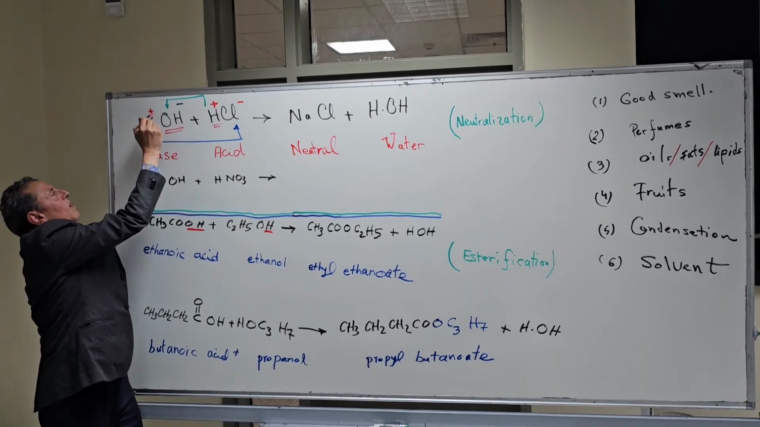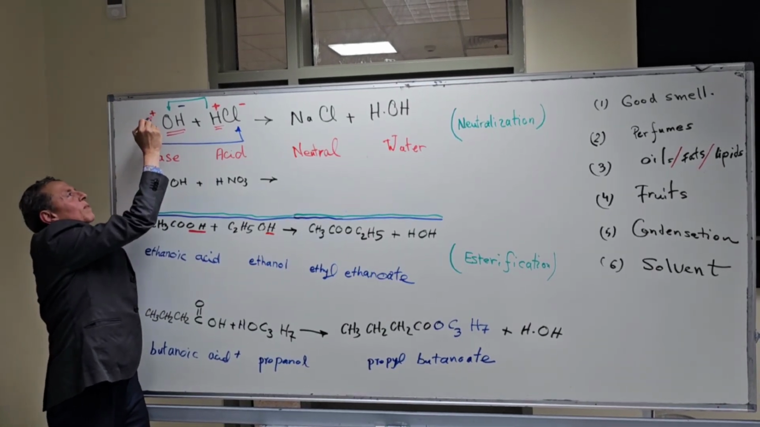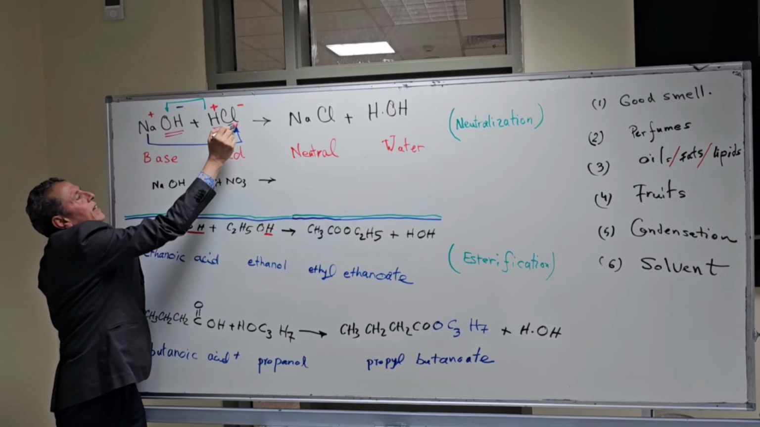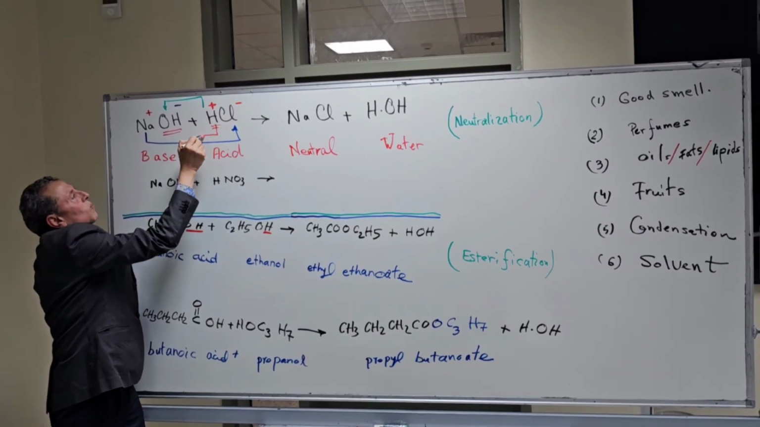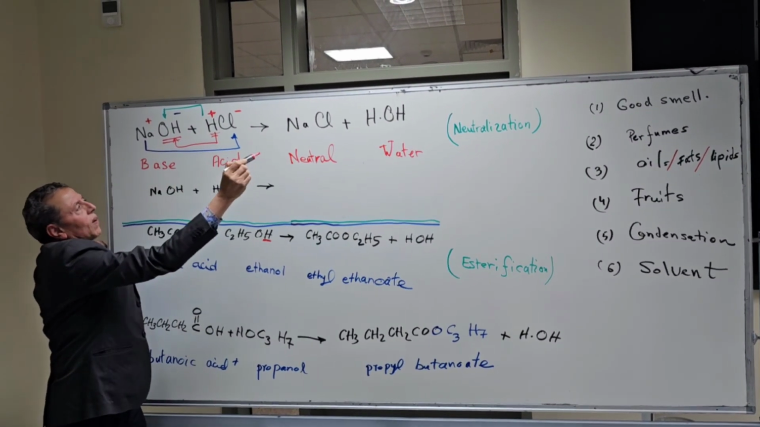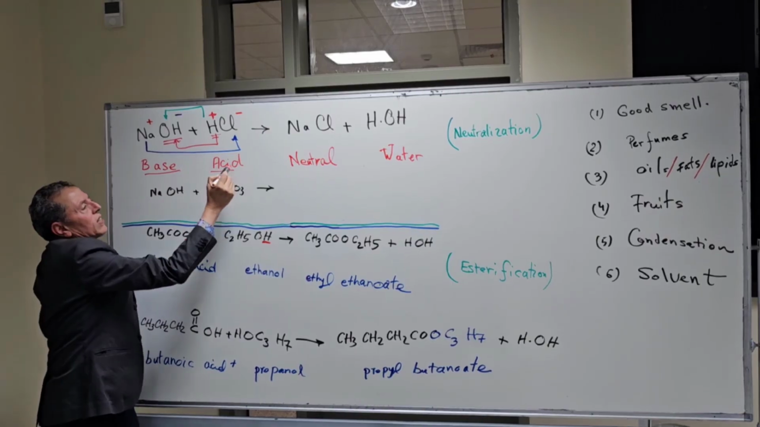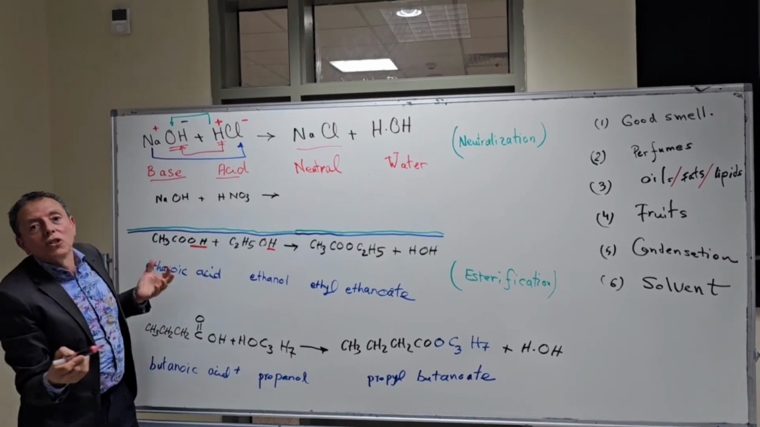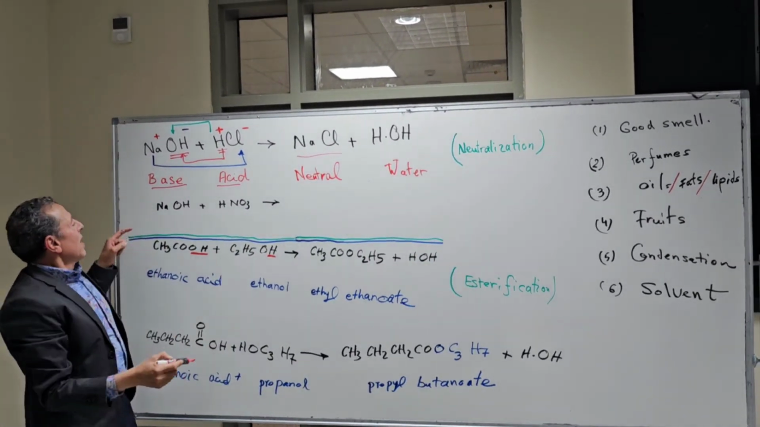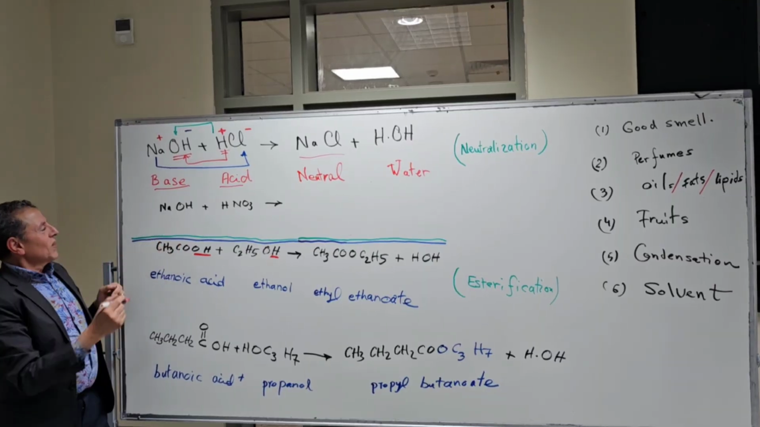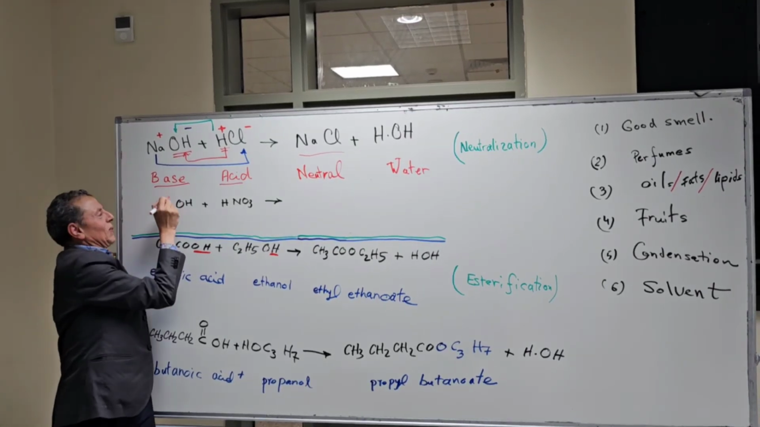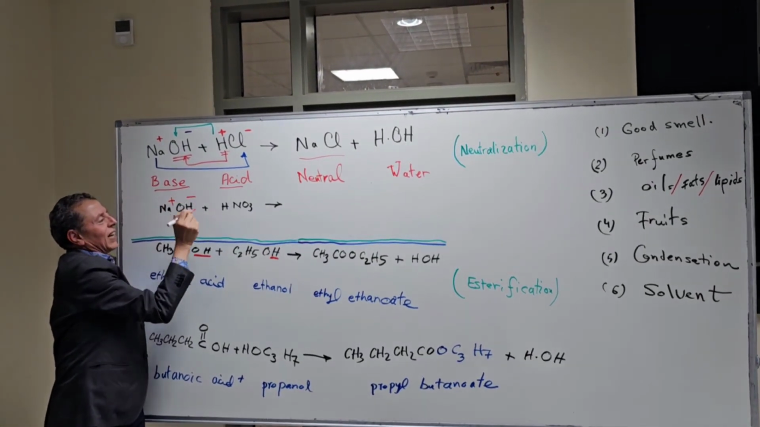You notice that we start any compound with the positive, by the way. So Na will take Cl, and then H will take OH to give water. If you react a base and an acid, you get a neutral product, which is the salt, right? Now you can practice with me.